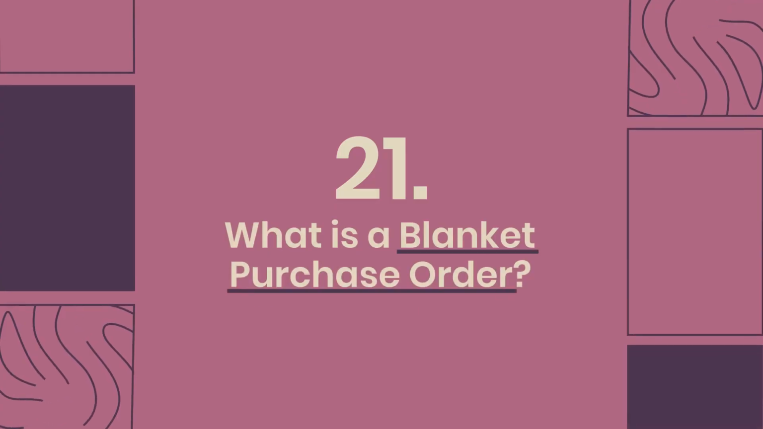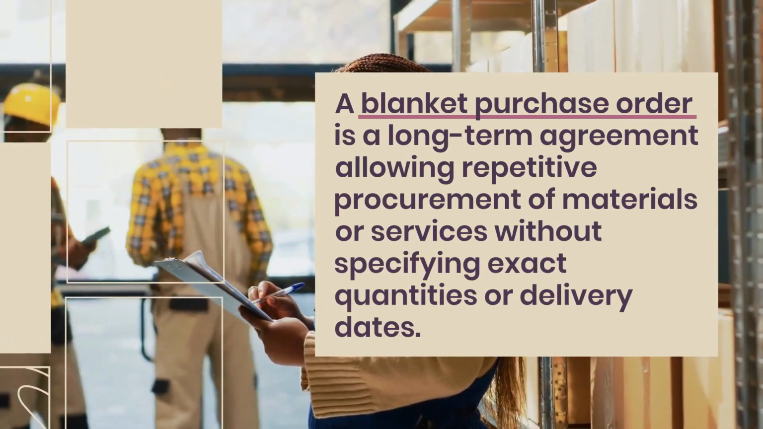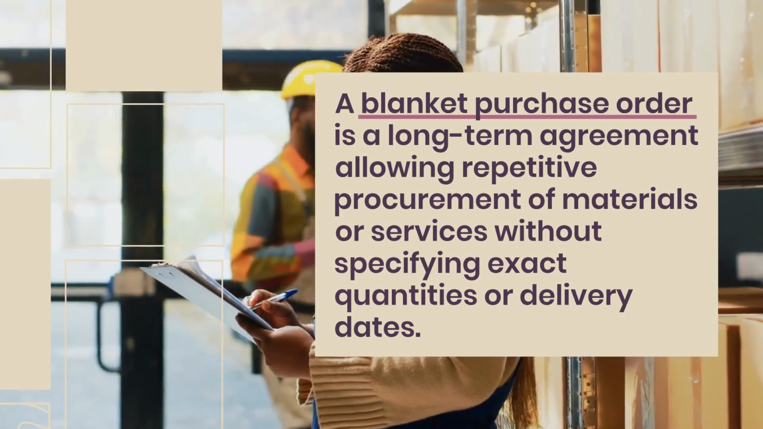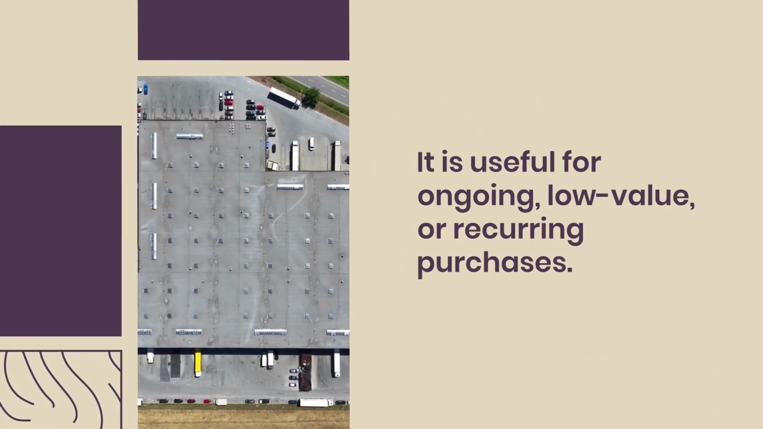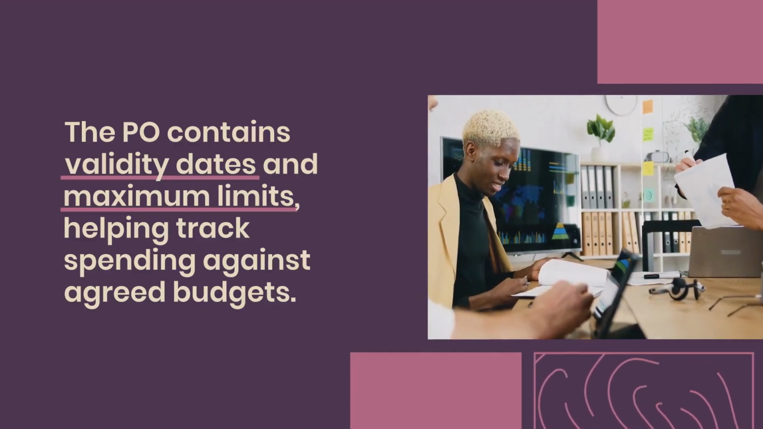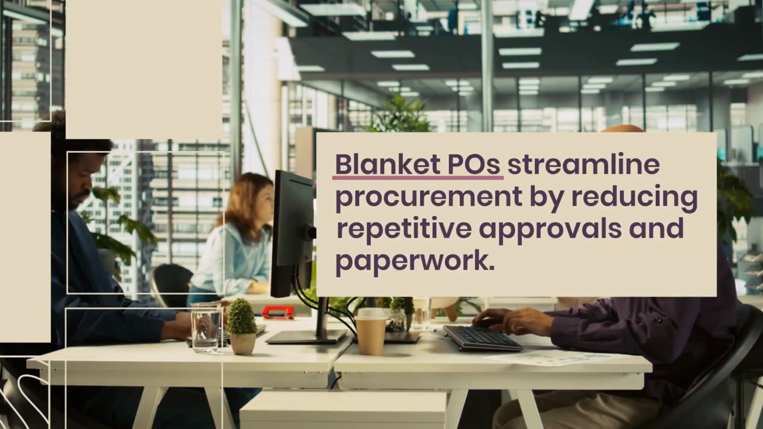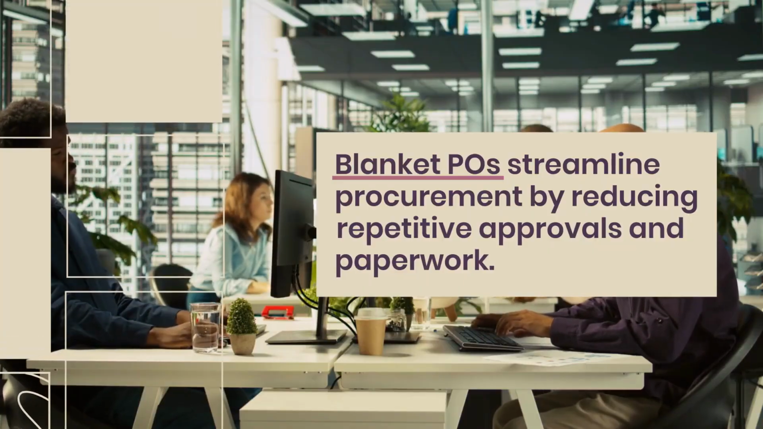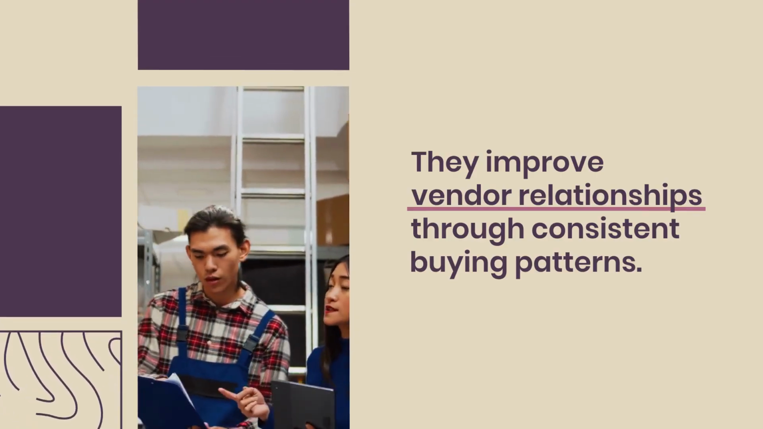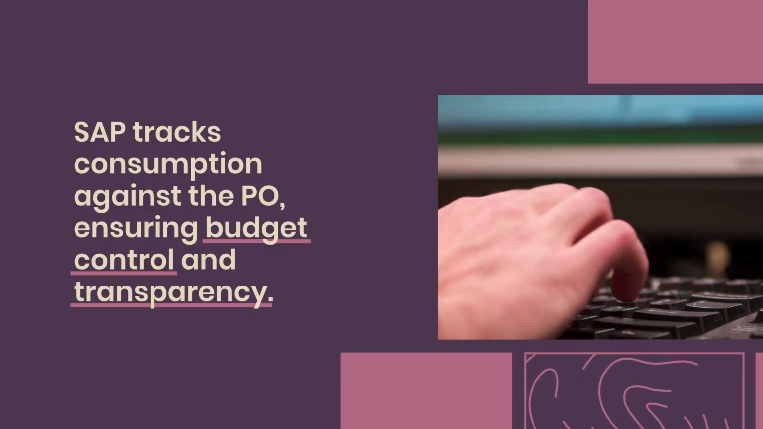21. What is a blanket purchase order? A blanket purchase order is a long-term agreement allowing repetitive procurement of materials or services without specifying exact quantities or delivery dates. It is useful for ongoing, low-value, or recurring purchases. The PO contains validity dates and maximum limits, helping track spending against agreed budgets. Blanket POs streamline procurement by reducing repetitive approvals and paperwork. They improve vendor relationships through consistent buying patterns. SAP tracks consumption against the PO, ensuring budget control and transparency.